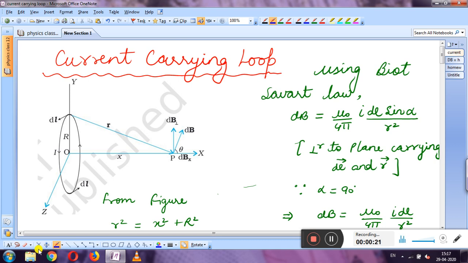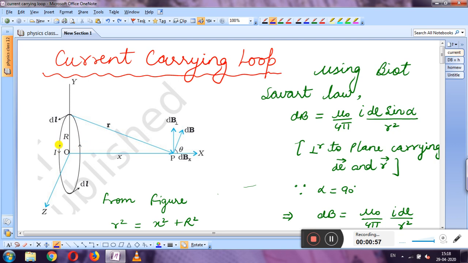So we have taken a loop. This loop is present in the YZ plane. This is your YZ plane. And along the x-axis, if the loop is present in the YZ plane, then the x-axis will always be perpendicular to the YZ plane. That means you can also say that this x-axis is also perpendicular to the plane of the loop, because the loop is present in the YZ plane. I hope you understood these facts.